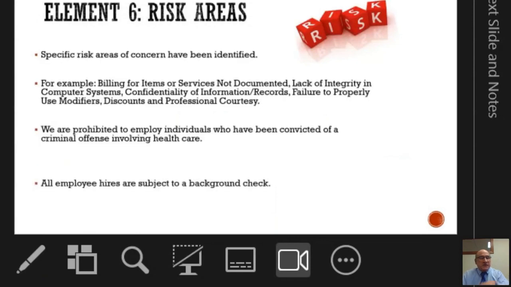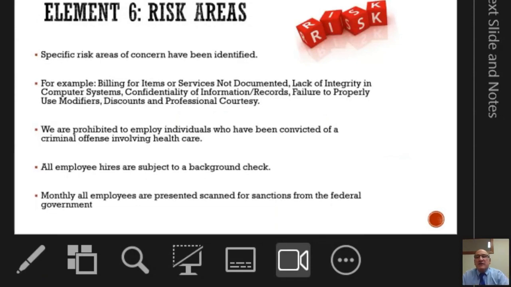Okay. We also have to identify what we consider to be risk areas. Risk areas are, for example, things that MHA believes would be areas in which we would have the most risk of concern with compliance. For example, billing for items and services not documented.